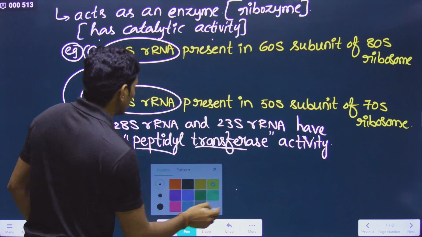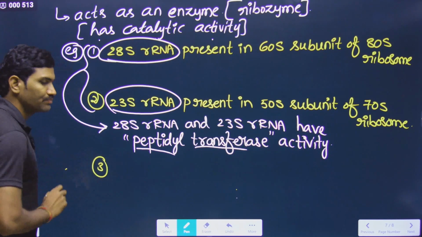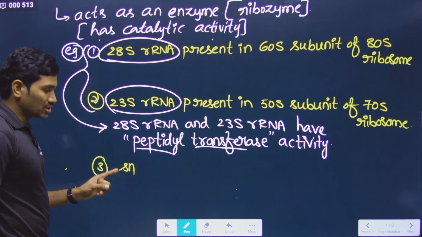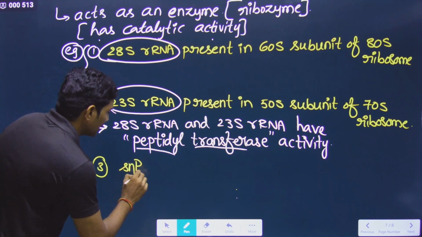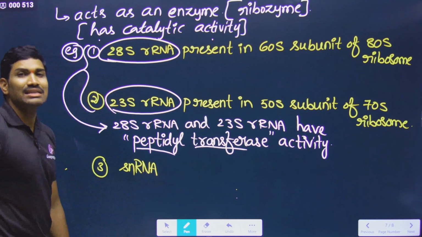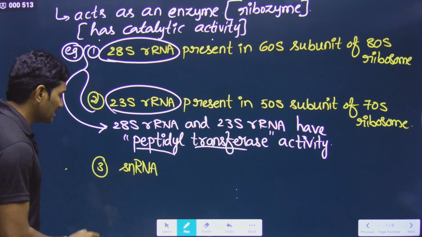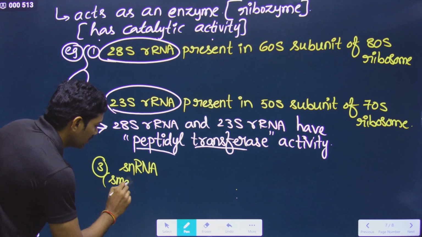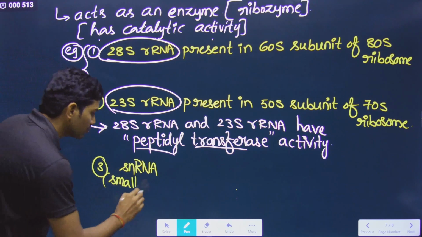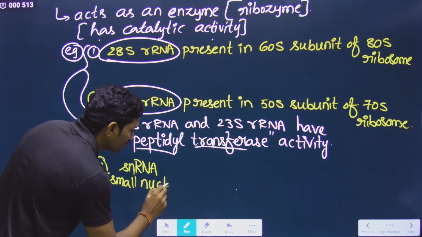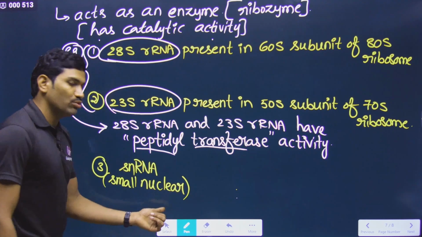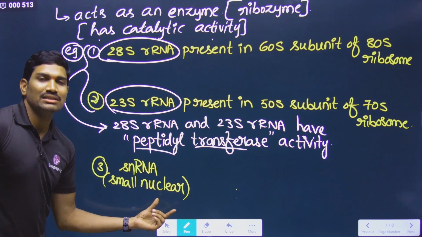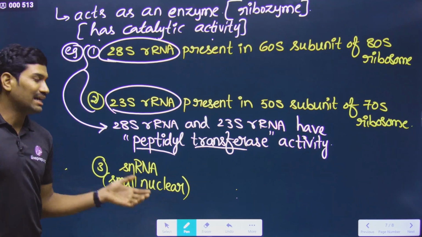And there is the last example, that is the third one. What is this third one? Please remember, while writing you need to write small letters. Small s, small n, capital RNA. snRNA. What is this snRNA? Within brackets I will write. S means small. N means nuclear. It is present in the nucleus. This is a small RNA that is present in the nucleus. That's why it is called a small nuclear RNA.